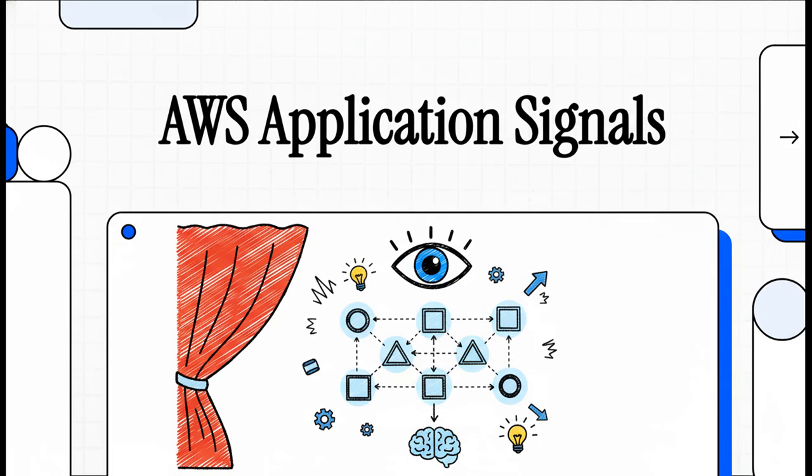Hey everyone, and welcome. Today, we are pulling back the curtain on one of the biggest headaches in modern software, really understanding what's happening deep inside our applications. We're going to dive into AWS Application Signals and see how it's changing the game.